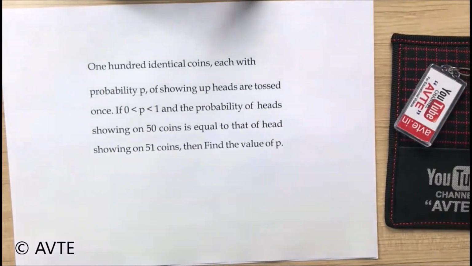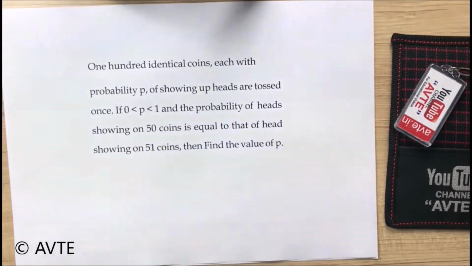We have read the question, and it says that if P is the probability of each coin showing up heads, then 100 coins are tossed once, not one by one, but once. And if the probability of heads on 50 coins is equal to the probability of showing heads on 51 coins, what is the value of P?